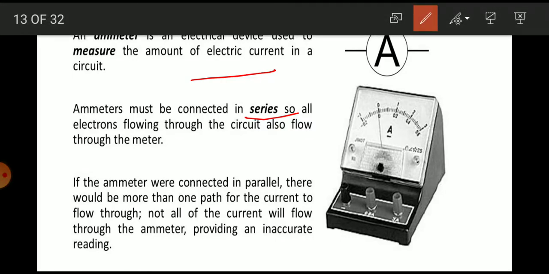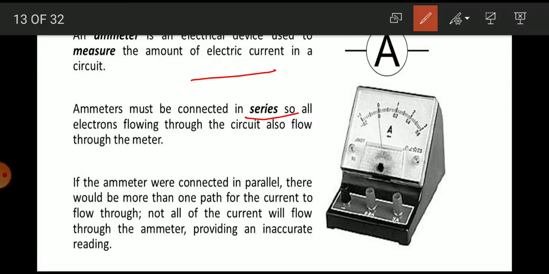So if you want to measure current, you will use an ammeter, and it will be connected in series. The current must flow through the ammeter. So current is measured with an ammeter, connected in series. If you connect it in parallel, there will be an error in the reading.